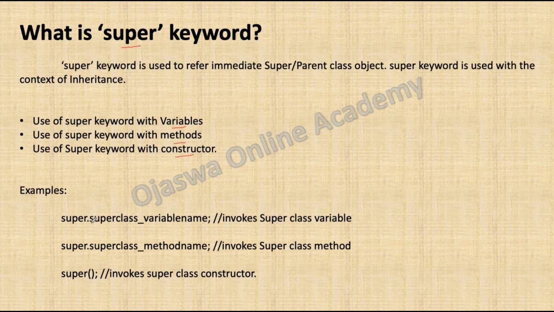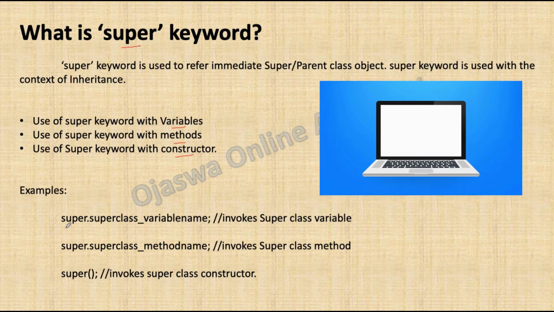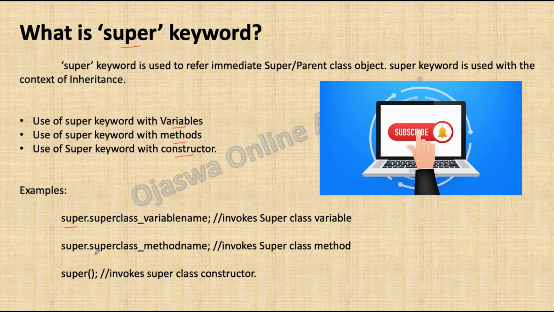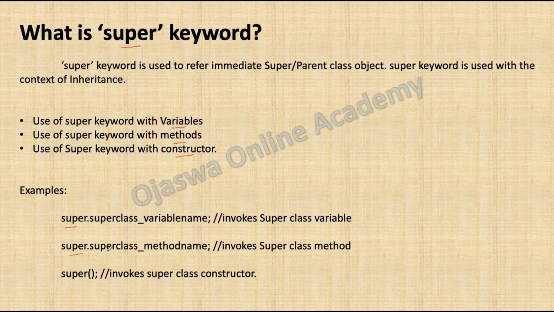Now the syntax for using the super keyword is: if you want to invoke a superclass variable, write super keyword dot name of the superclass variable. If you want to invoke a superclass method, write super keyword dot name of the superclass method. Super parenthesis invokes the superclass constructor. If you want to invoke a parameterized constructor, you need to mention the matching arguments.